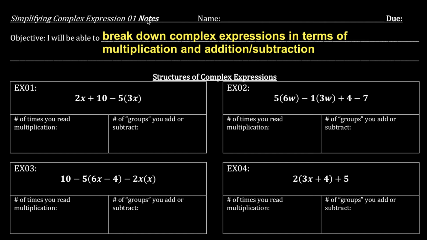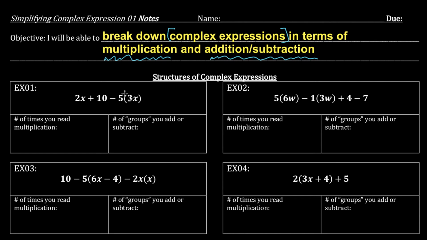Okay, so in this lesson, we are going to break down complex expressions. We're going to be given these more complex expressions, and we're going to talk about them in terms of multiplication and adding and subtracting. So in example 1, it reads 2x plus 10 minus 5 times 3x.